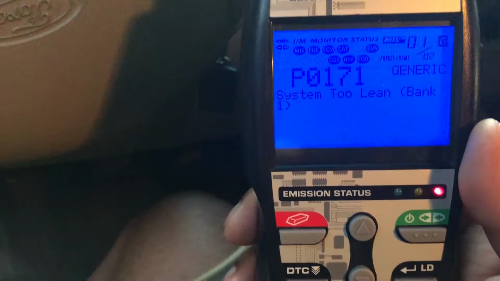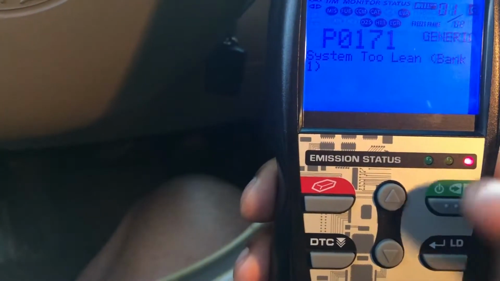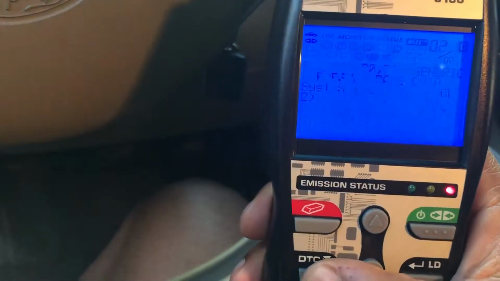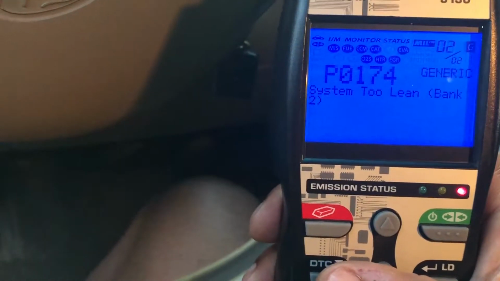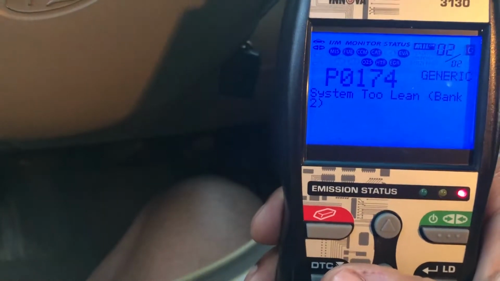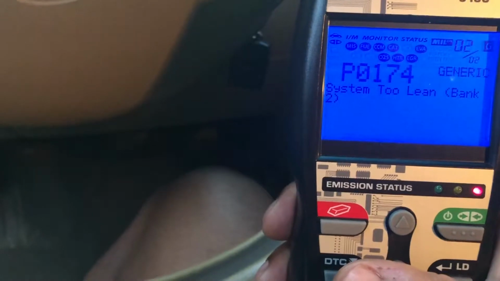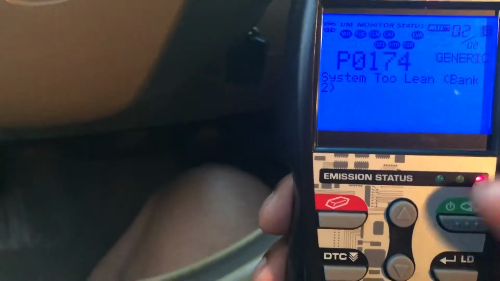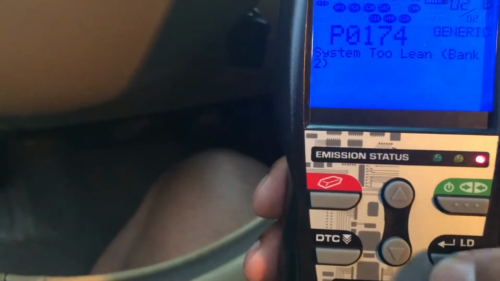So I got a 171 System 2 Lean Bank 1. Freeze frame data, and I got a 174 System 2 Lean Bank 2. So it's 2 lean. So let's look at live data, look at fuel trims, and try to get a read on what's going on.